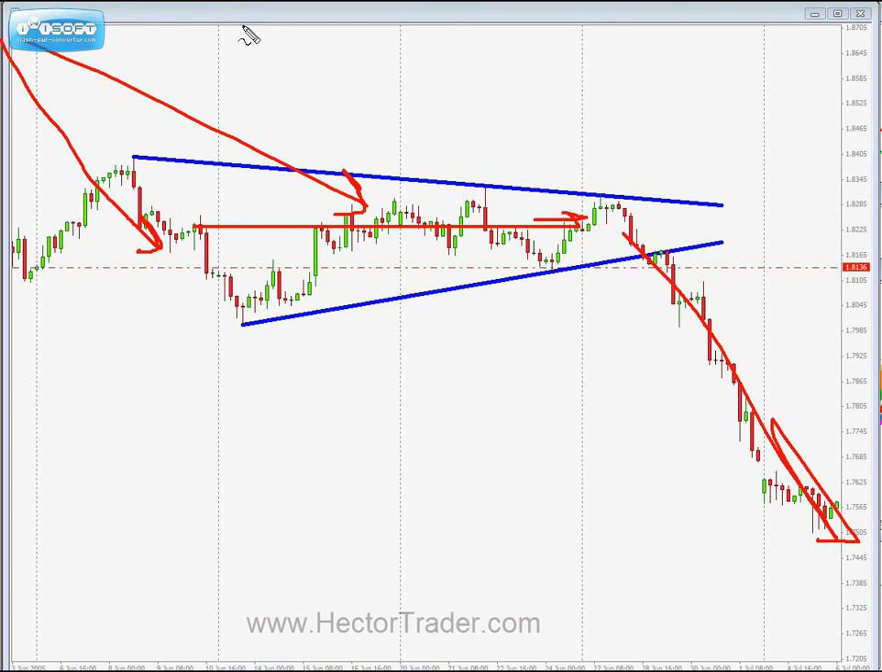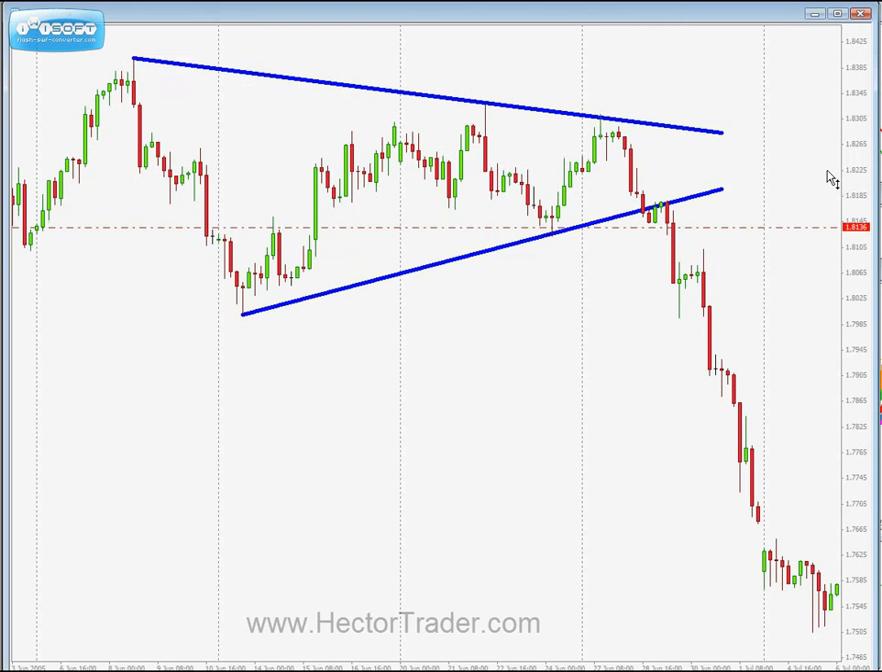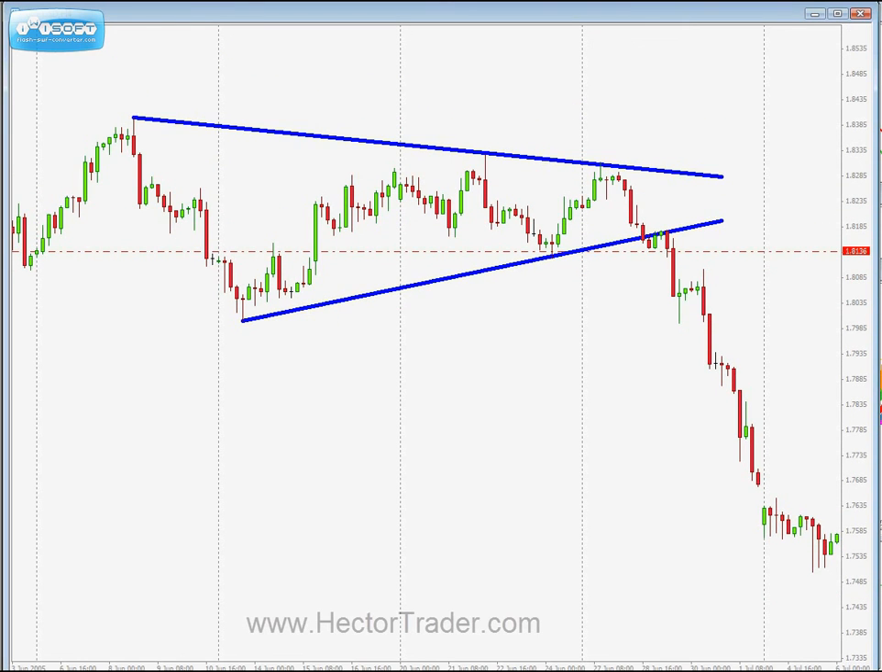The overall market sentiment is to the downside. That's the first reason why you are stacking the odds in your favor. First of all, like I say, the trend. You are trading in the direction of the main trend.